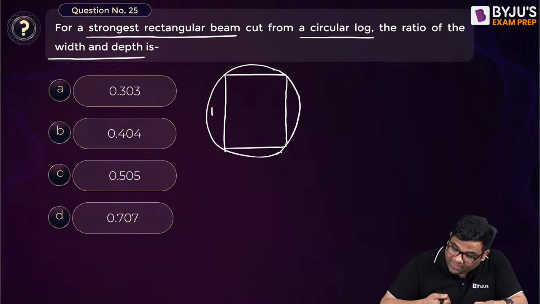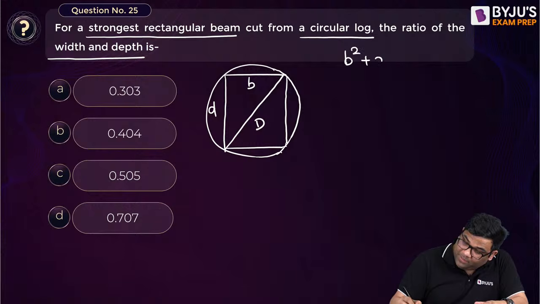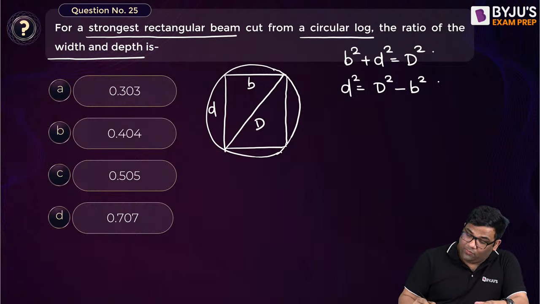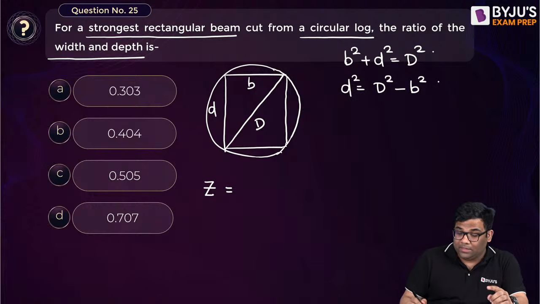Let me make it small b and small d, and this will be the diameter, capital D. So from here I can write small b square plus small d square is equal to capital D square. Then from here I can tell that d square will be capital D square minus b square. Now the Z of this beam will decide. The answer is actually D only. Yes, correct, good. But let us derive it if you have some time. Sometimes we get confused, but if you know the derivation, we don't get confused.